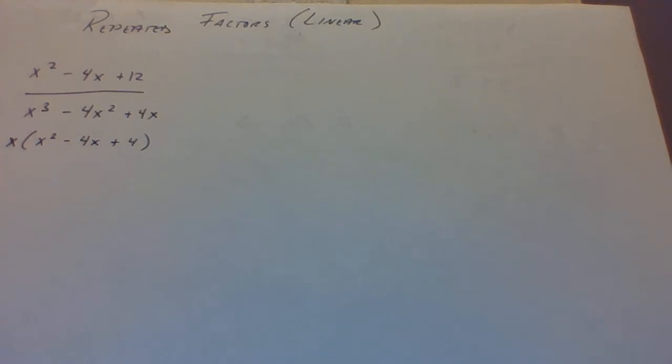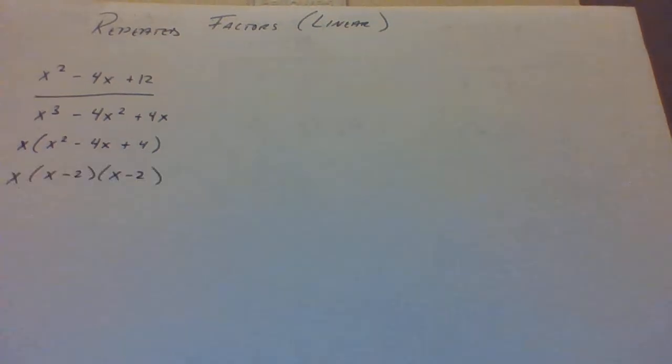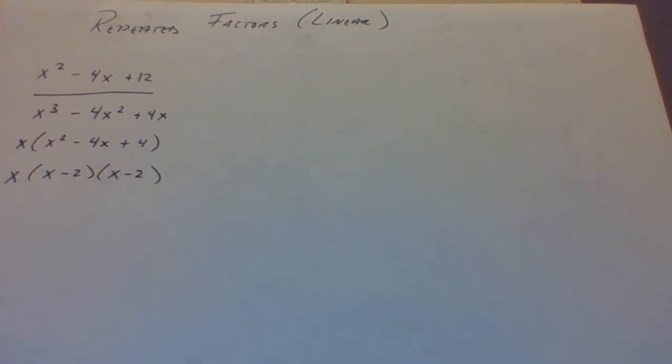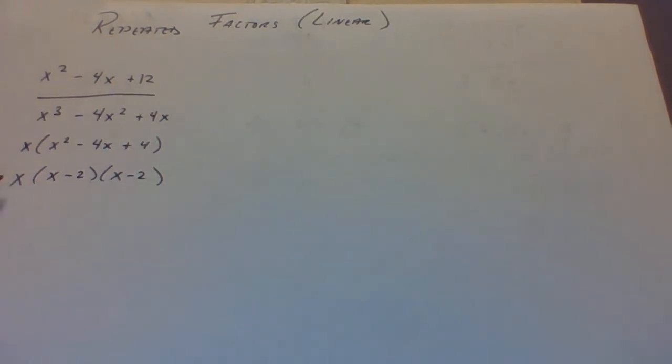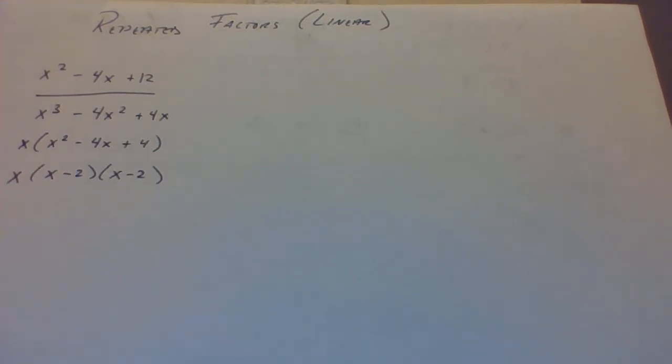The stuff inside our parentheses is still able to be factored, so let's go one more step and factor that trinomial. The trinomial is going to factor into x minus 2 and x minus 2. So when you take a look at this denominator that we just factored, you'll notice that the x minus 2 is a factor that repeats. That's what we mean by repeated linear factors. It's linear because our highest degree here is a 1 on those x's.